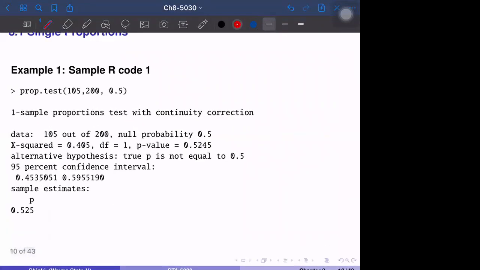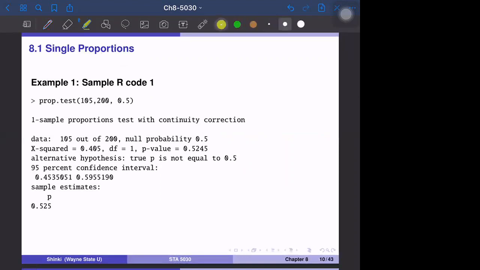Yeah, so this is the R code for that one and the prop.test function. So we put the numerator of our sample as the first argument and the denominator as the second argument, and our hypothetical probability is the third argument. Then it can test the hypothesis: 105 out of 200 with null probability 0.5.